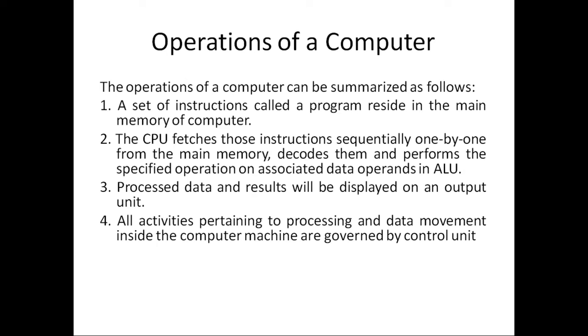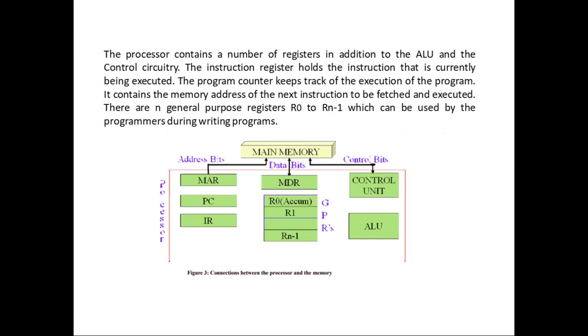The CPU fetches those instructions sequentially one by one. So many things are there in the main memory. The central processing unit brings one from the main memory, then decodes it; first you understand what the instruction is to be done, decodes them and performs the specified operations. This is the execution part on associated data operands like the array. And the processed data and results will be displayed on the output unit, and all activity pertaining to processing and data movement inside the computer is governed by the control unit. So these are the various operations.